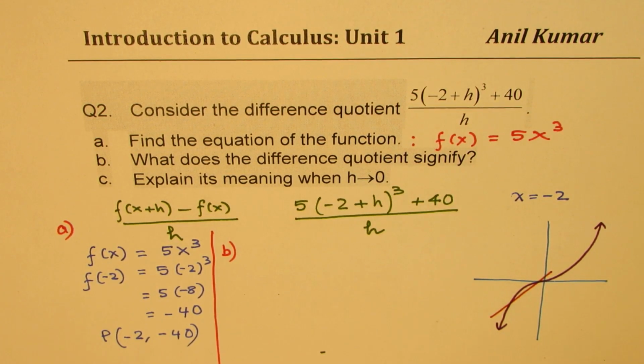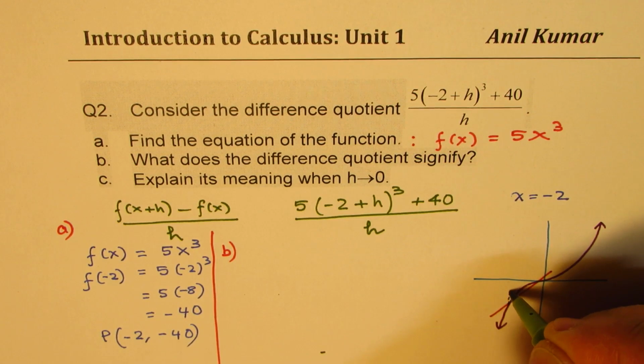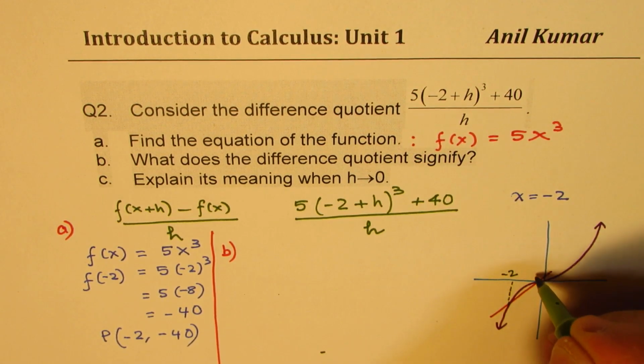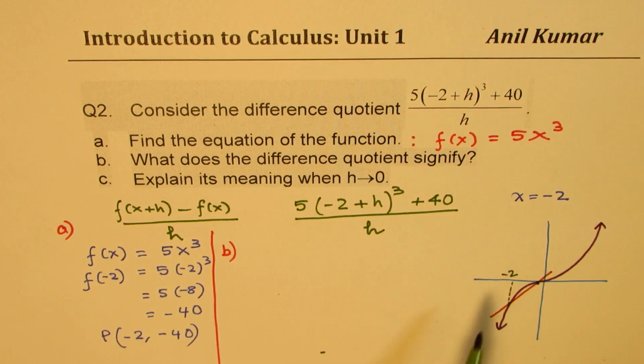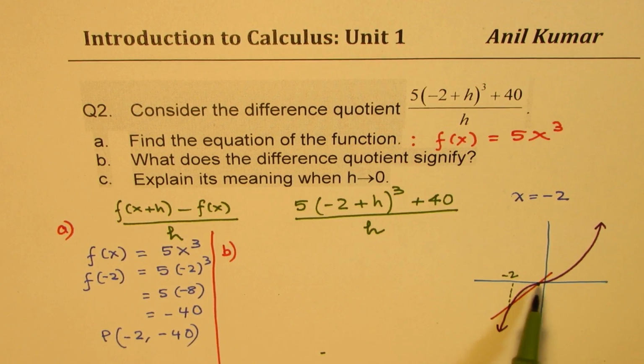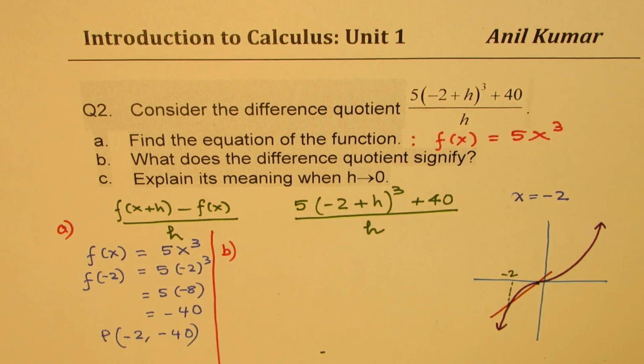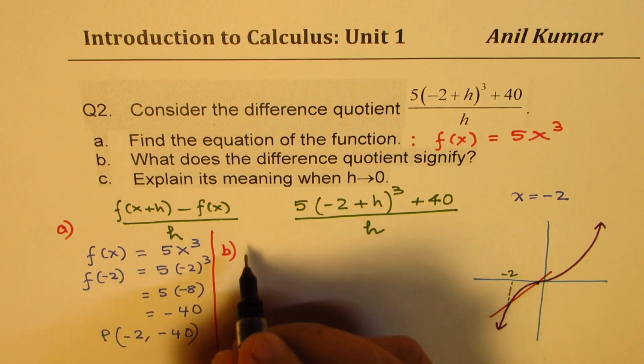So this point here, let us say, is minus 2, correct? So h is somewhere close to minus 2. So it basically gives you the slope of a secant line, right? The difference quotient basically gives you the slope of a secant line. So let me write down here what the difference quotient signifies.